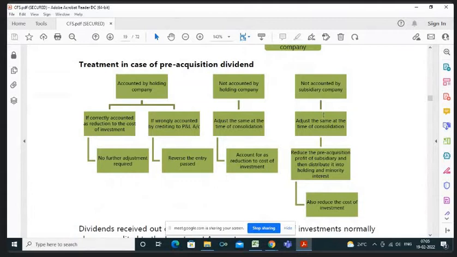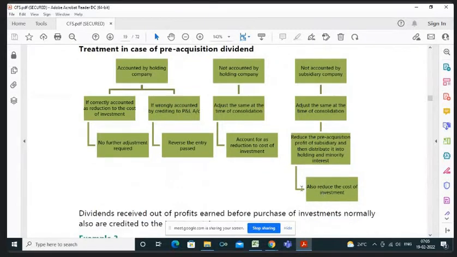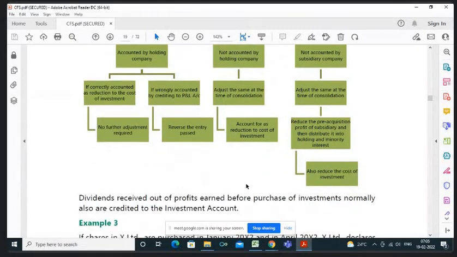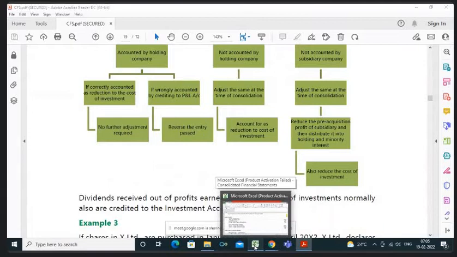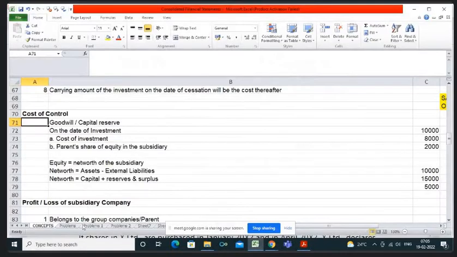Not accounted by subsidiary company. In this case, adjust the same at the time of consolidation. Reduce the pre-acquisition profit of subsidiary and then distribute it to the holding and minority interest. Also reduce the cost of investment. So these are the adjustments we need to do in respect of dividends. I'll explain this concept with some numerical example.